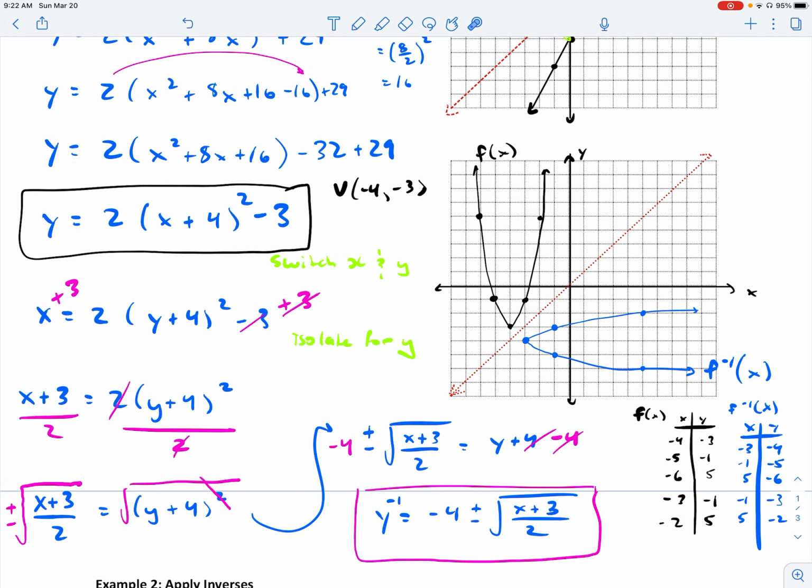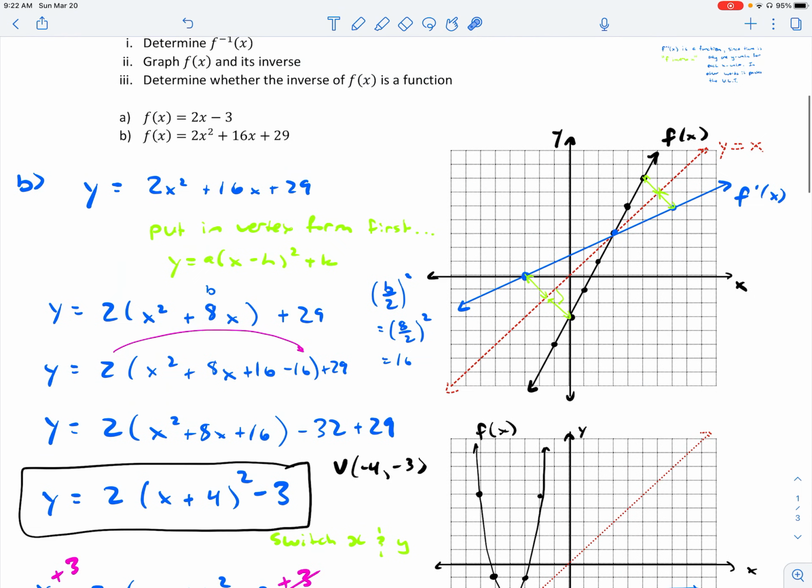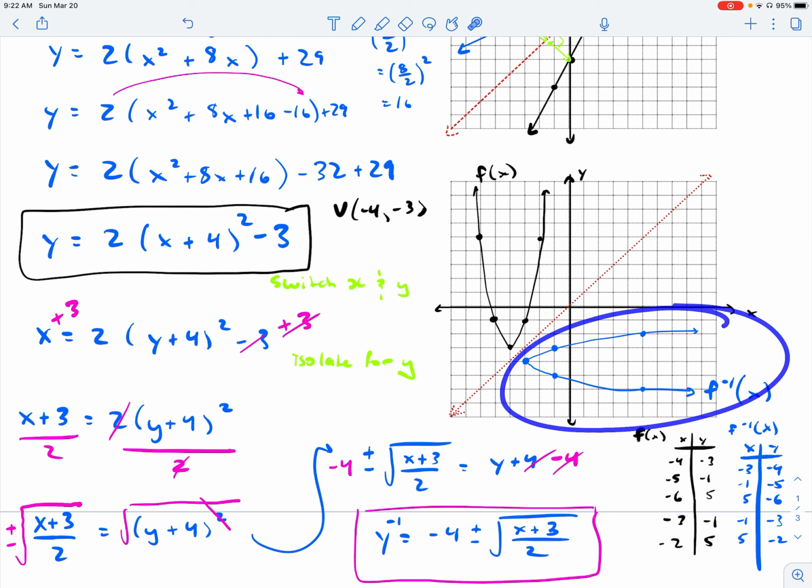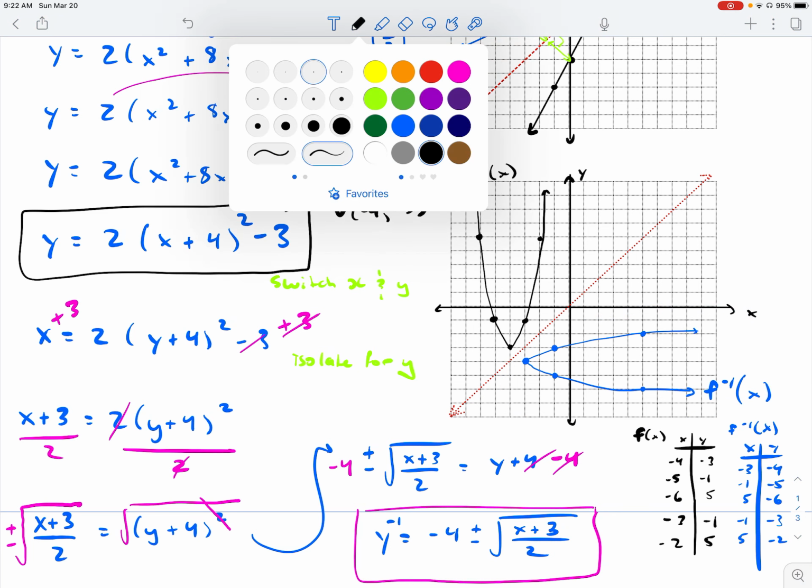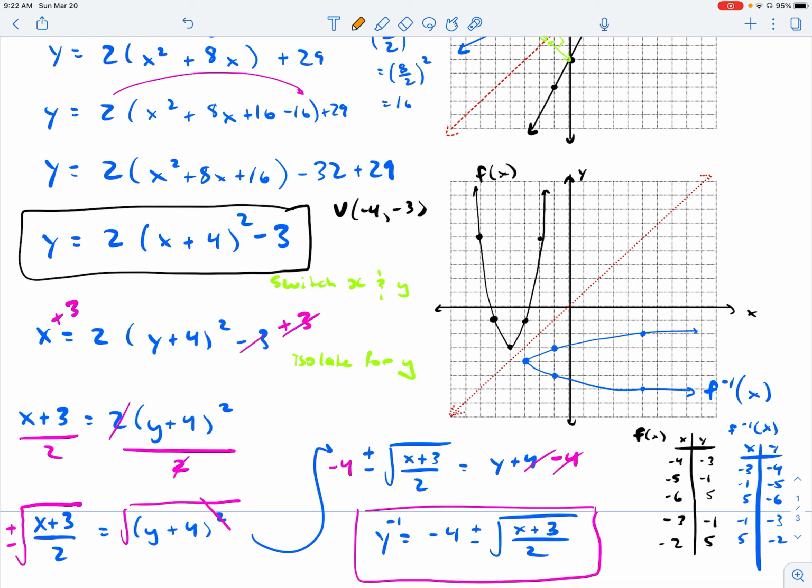For our inverse function, we need to do that last part: determine whether the inverse is a function. Okay, so is this a function? We can tell it isn't. First off, we can see from the vertical line test, if we grab that line and slide it across, it's always intersecting at 2 points. So it fails the vertical line test. So it's not a function. So we can say f inverse of x is not a function.